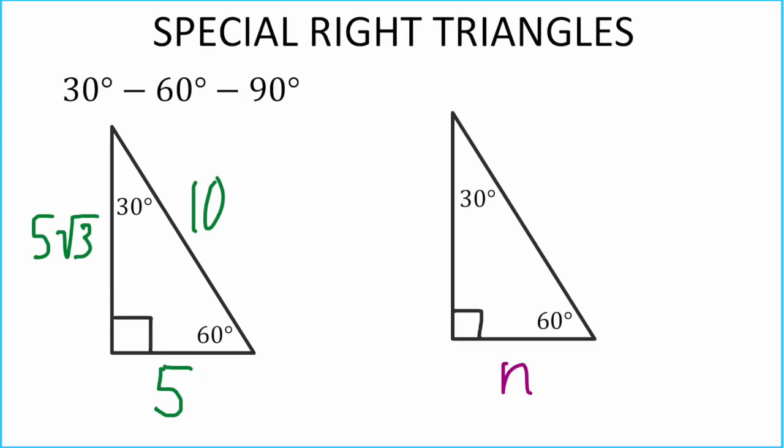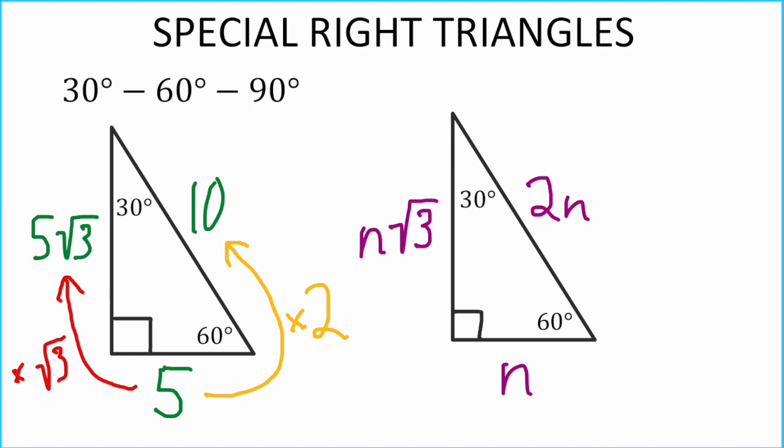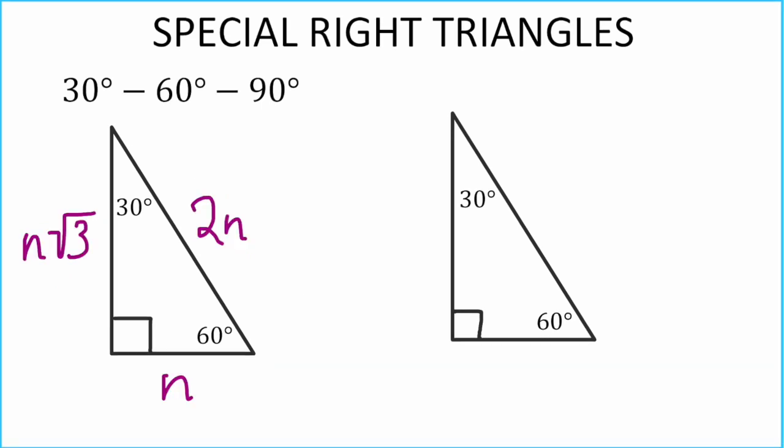If we want our short leg to be n, what do we do to the 5 on the short leg to get to 10 on the hypotenuse? We multiply by 2. So that means our hypotenuse is 2n. What do we do to the 5 to get 5 radical 3 for our long leg? We multiply by radical 3. So if you have n for your short leg, your long leg is n radical 3. So that is our pattern for 30-60-90 triangles. Let's go ahead and practice a few.